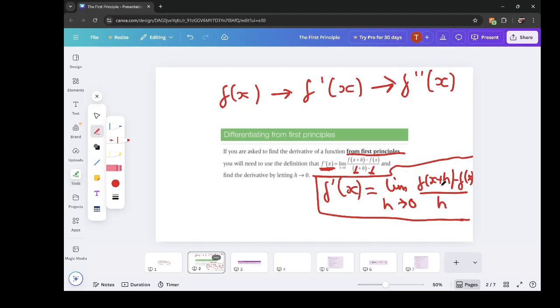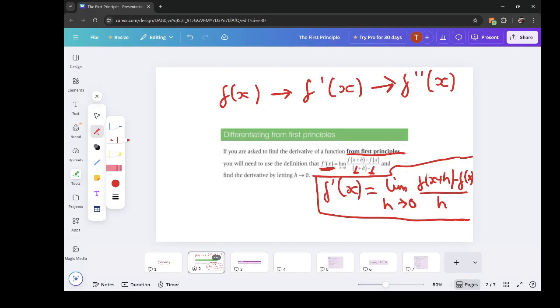So what do you have to do? You have to rearrange this in such a way that the denominator does not become 0. So you have to remove this h or add something to this h at the bottom. And we'll get into that once we do a practice question. But right now, I just want you to remember this. This is the first principle of the derivative.